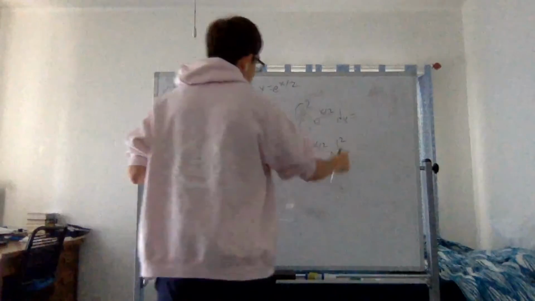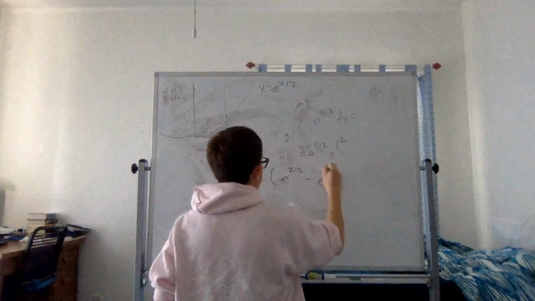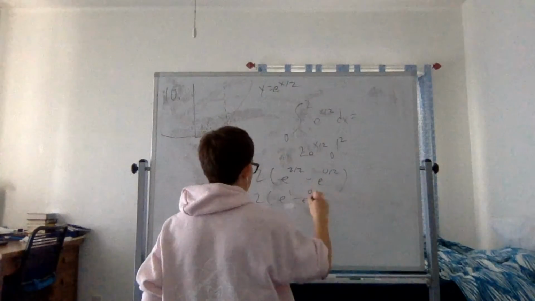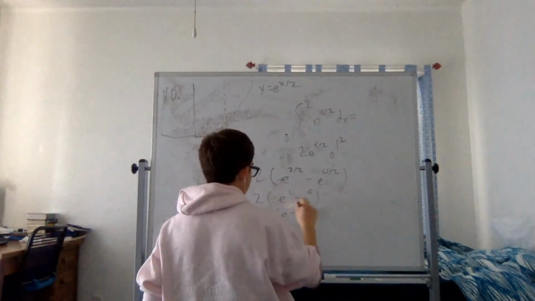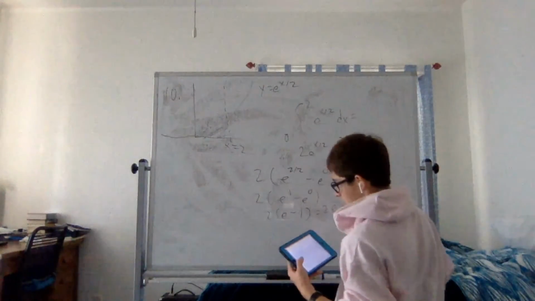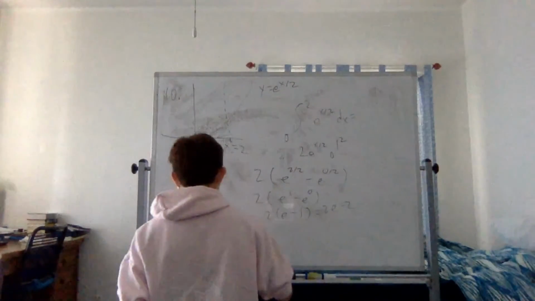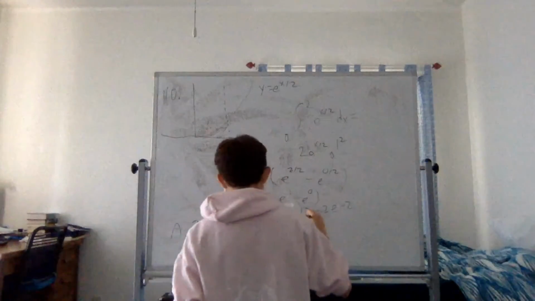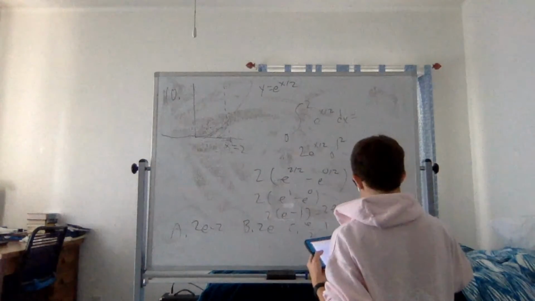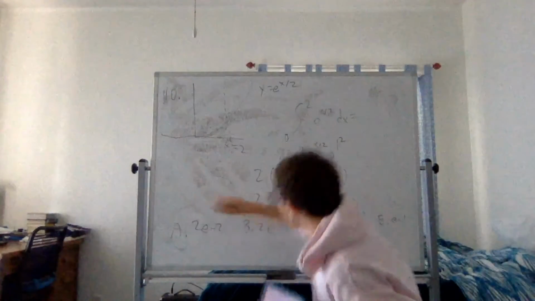So now we want to plug in 0 and 2. We get 2 times e to 2 over 2 minus e to the 0 over 2. So we get 2 times e to the first minus e to the 0. So 2 times e, and anything to the 0 is 1. So we get 2e minus 2. The answer choices were A, 2e minus 2, B, 2e, C, e over 2 minus 1, D, e minus 1 over 2, and E, e minus 1. So we know that our answer choice will be A.